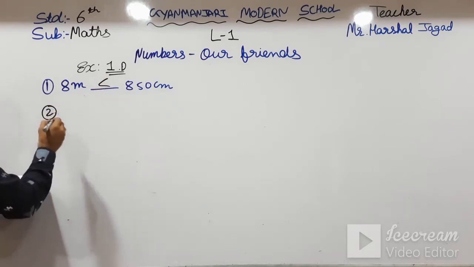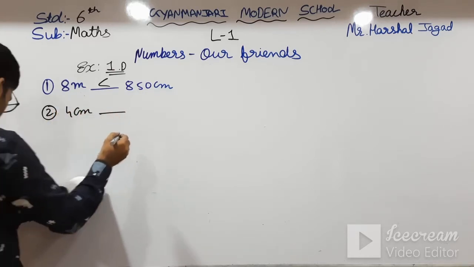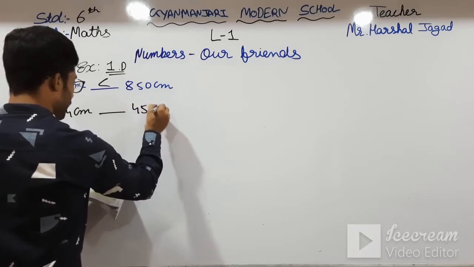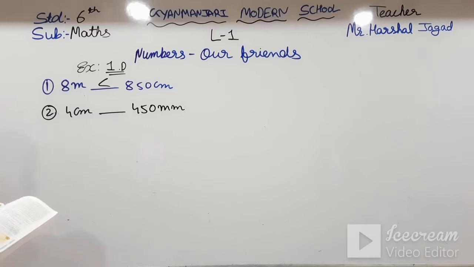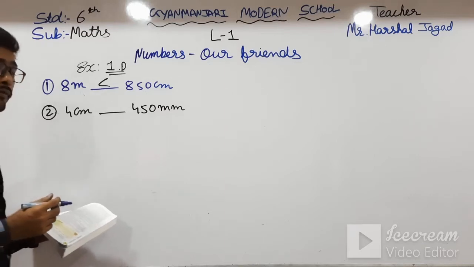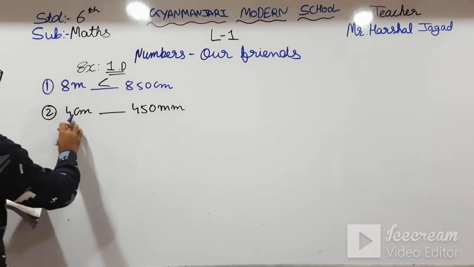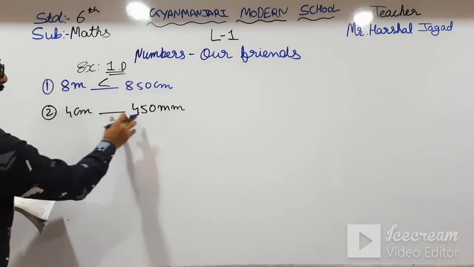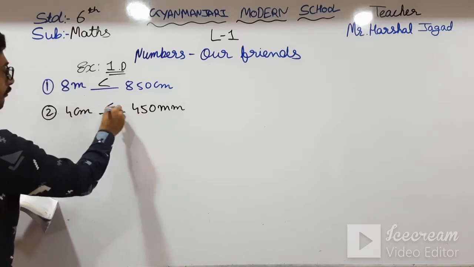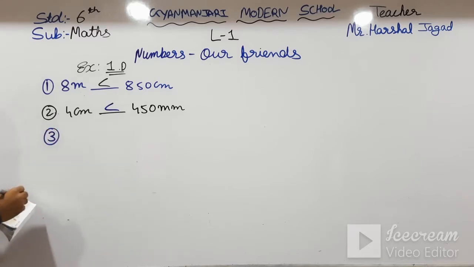Second one, that is 4 centimeter and 450 mm. In this, which one will be greater? 4 centimeter or 450 millimeter? So, 1 centimeter is equal to 10 millimeter. If we convert this centimeter into millimeter, then it will come 40 mm. 40 mm is bigger or 450? 450 mm is bigger.